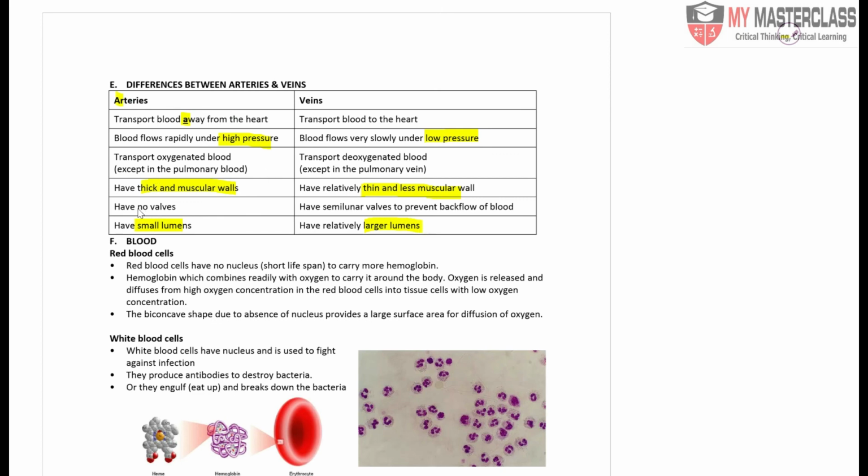Okay, now arteries have no valves because they are going with gravity. They are going downwards. But for veins, we are carrying the blood back to the heart, which means I will require valves to prevent the blood from backflowing. Okay, and these valves are called the semilunar valves.